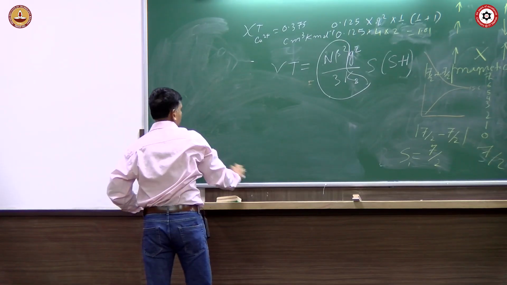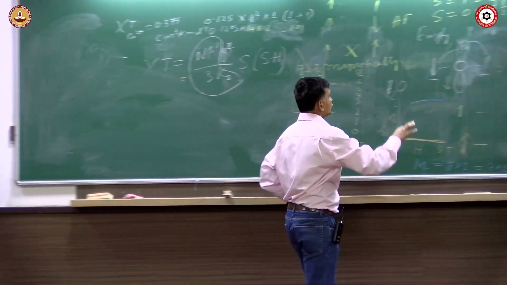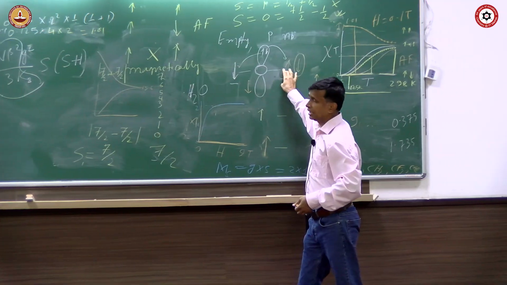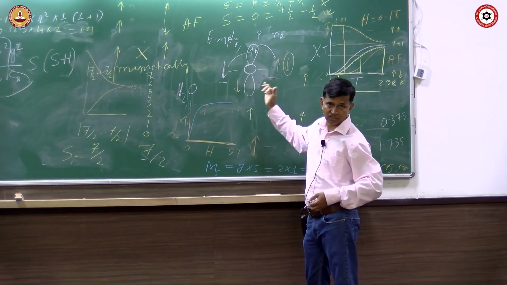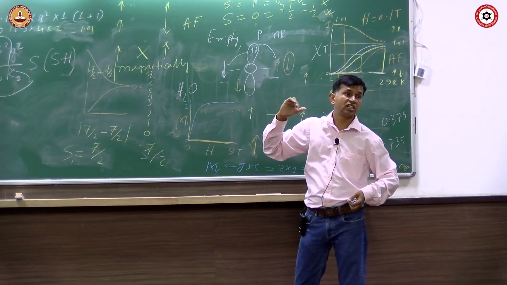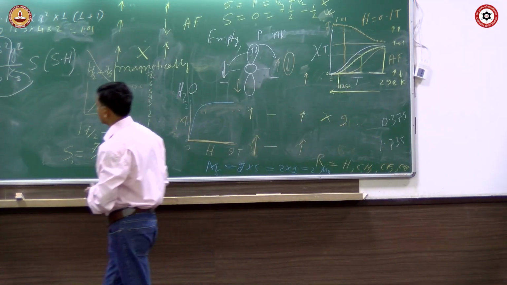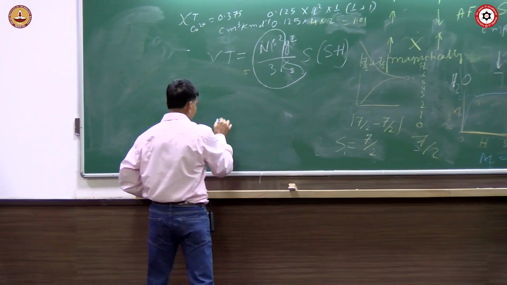And the mechanism we have said is called super exchange, and this is ferromagnetic or antiferromagnetic depending upon the angle and sometimes distance. Another concept is called double exchange. So what do you mean by double exchange?